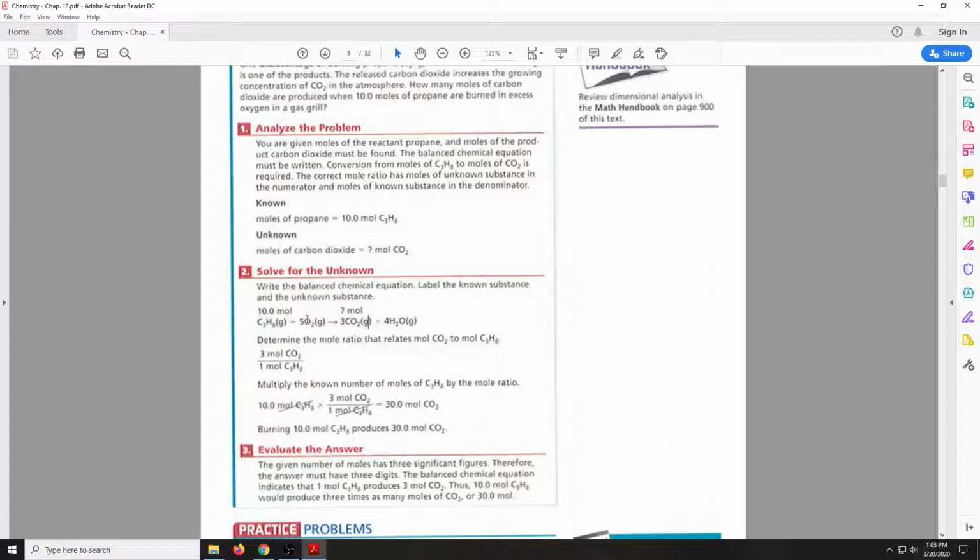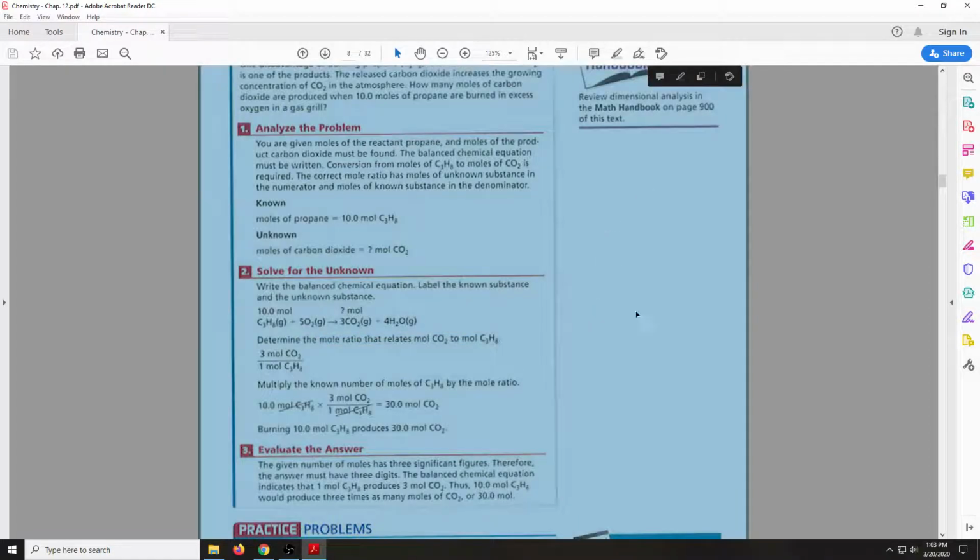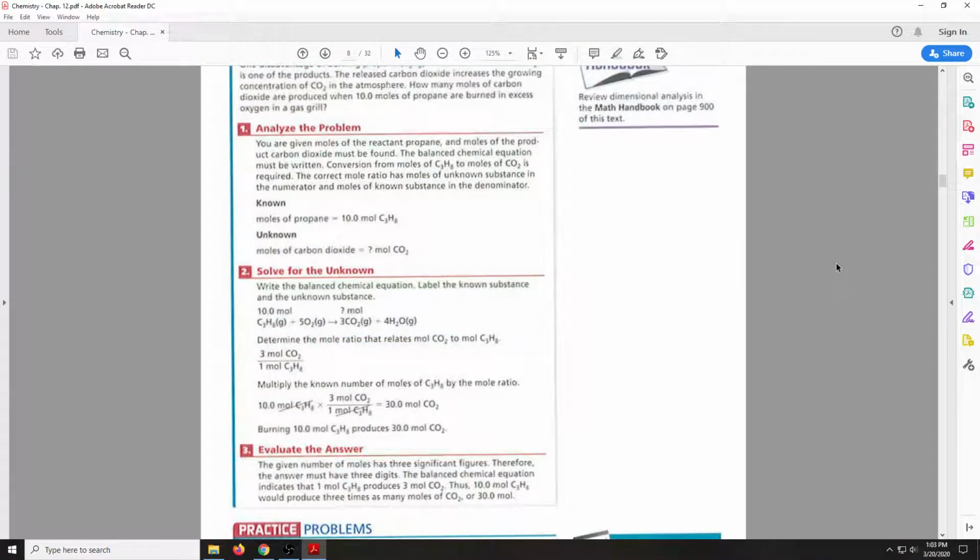So next, let's determine the mole ratio between CO2 and propane, because that's what we're concerned about, right? Remember, the problem says we have 10 moles of propane. How many moles of carbon dioxide do we get? So we want to find the mole ratio that compares those two things, carbon dioxide and propane. Well, if this is a balanced chemical equation, then for every 3 moles of carbon dioxide, we have 1 mole of propane. So we just put 3 over 1.